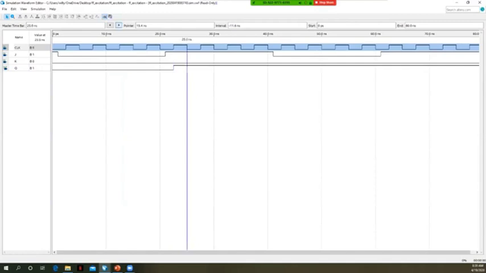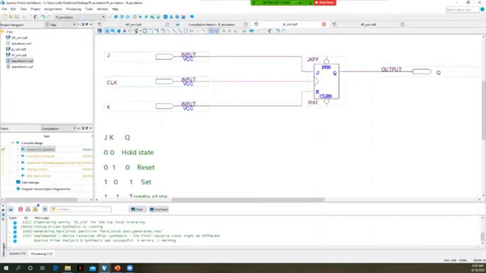Next rising clock edge, J is still a 1, K is still a 0. So our output Q is still a 1. Next rising clock edge, that's the same thing. Now at this clock edge, J is a 0 and K is a 0. We said that means Q will hold its state. So Q state before this was a 1, Q will hold its state. And we can see all the way across here, as J and K remain 0, Q remains 1. And we get back here, J is 1 again, and K is 0, so it's still going to maintain that set state.